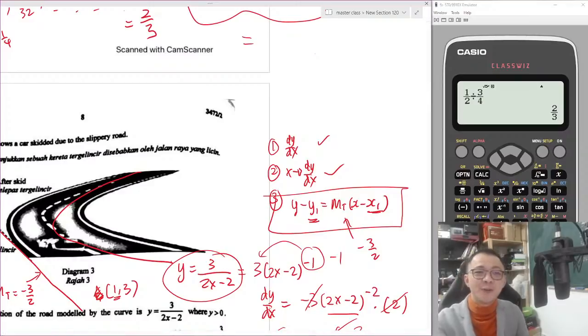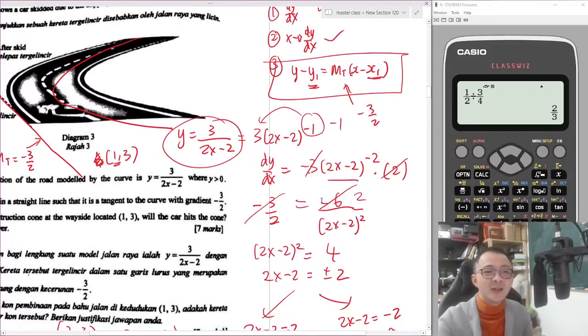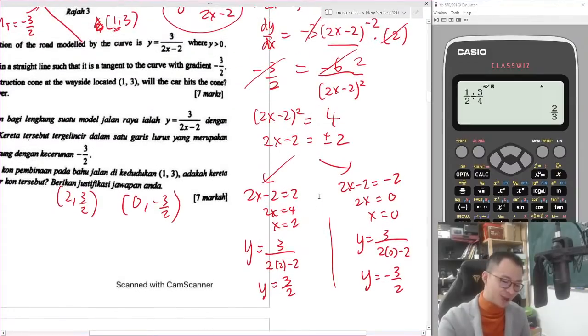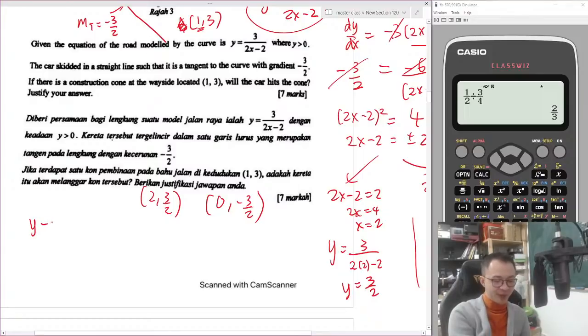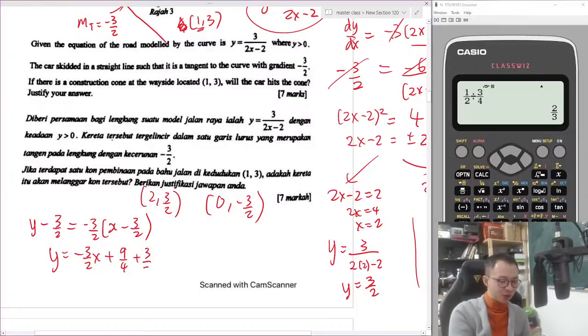Okay, so let's do it. From here, the first coordinate, y minus y1, which is 3 over 2, equals m, which is negative 3 over 2, times x minus x1, which is 3 over 2. Alright, then I want to solve this equation: negative 3 over 2 x plus 9 over 4 plus 3 over 2.